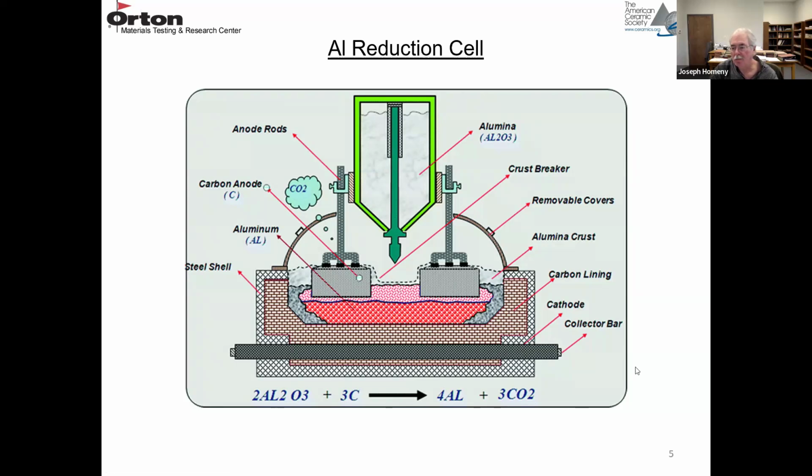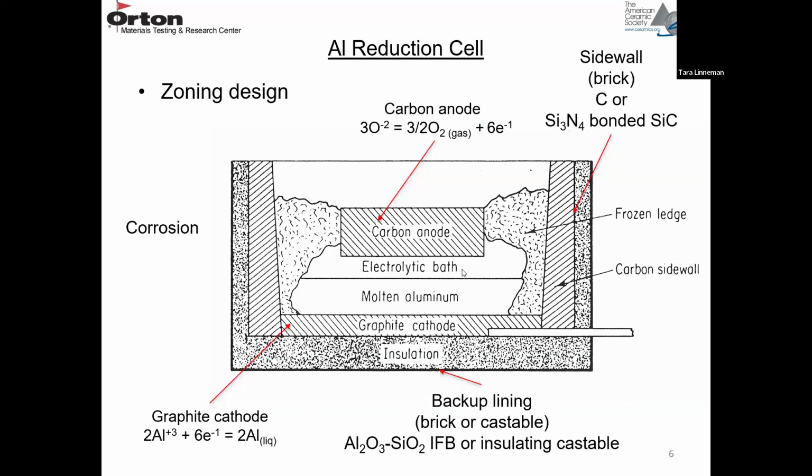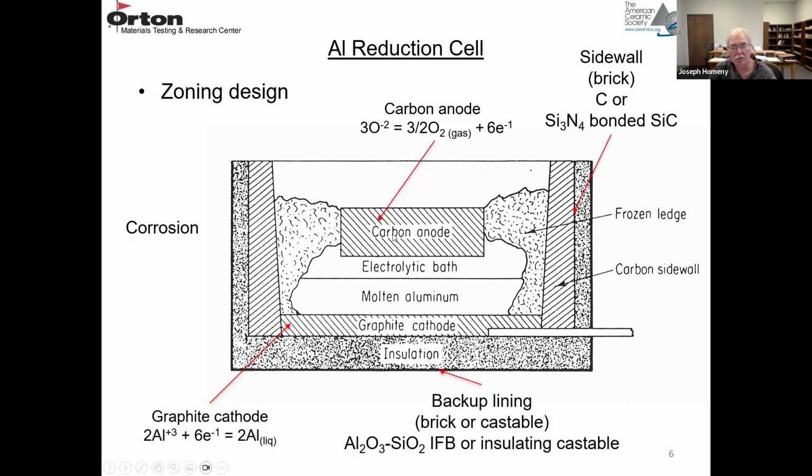And then you can see the CO2 gas coming off. So these carbon anodes are consumable, and the CO2 gas comes off. So again, the overall reaction is Al2O3 plus carbon forming liquid aluminum and CO2 gas. This is a schematic side view of the same furnace.